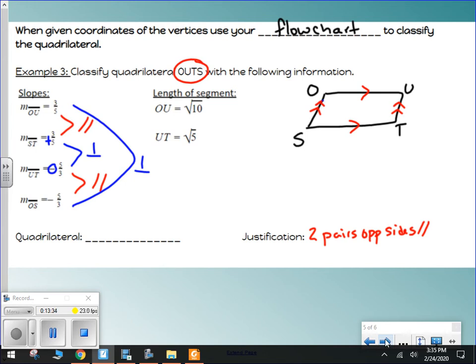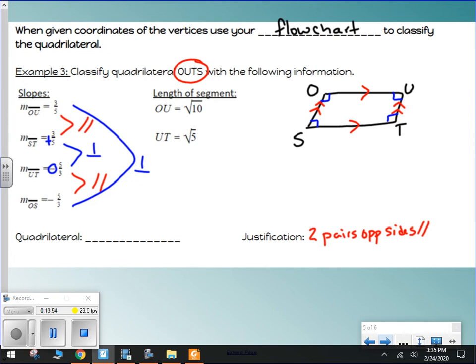And ST and UT make 90. So I have 4 right angles. So I'm going to say yes to that on my flow chart. When I say yes to that, it takes me to the next question, which is 4 congruent sides. So that's when I start to look at the lengths of my segments.